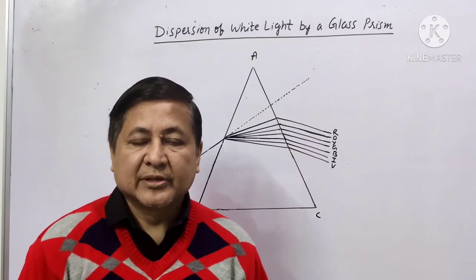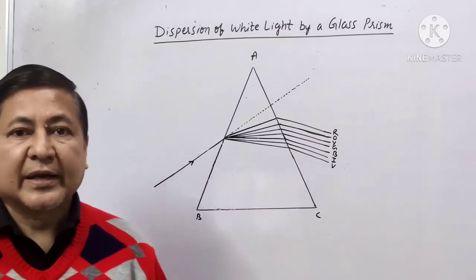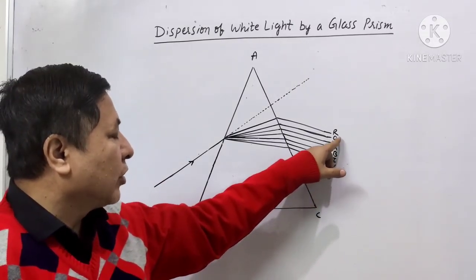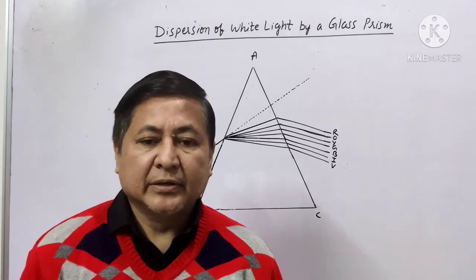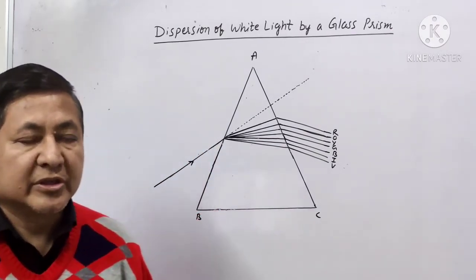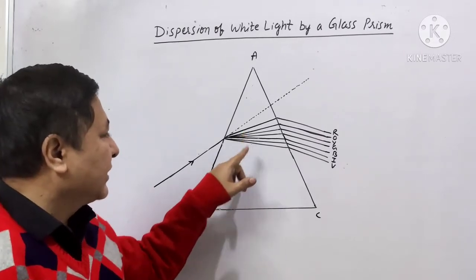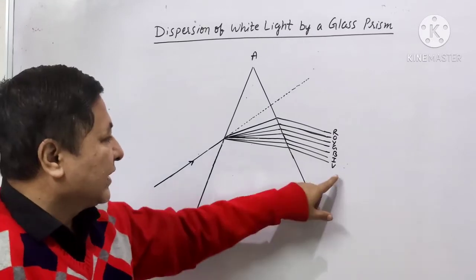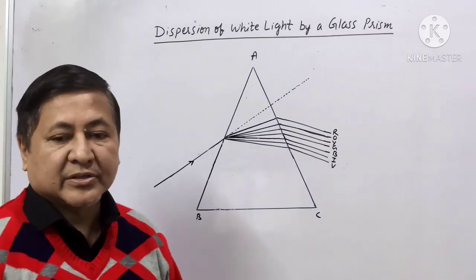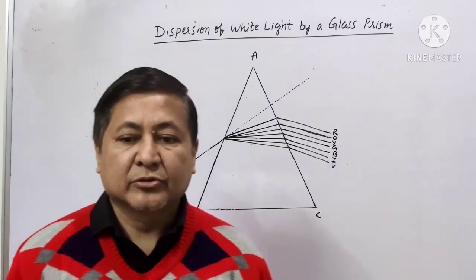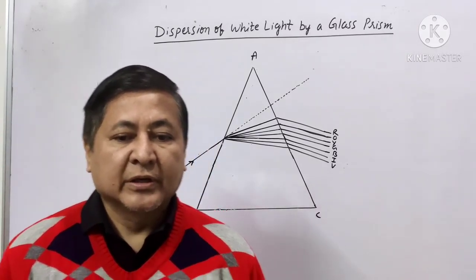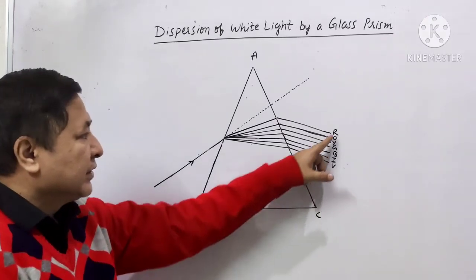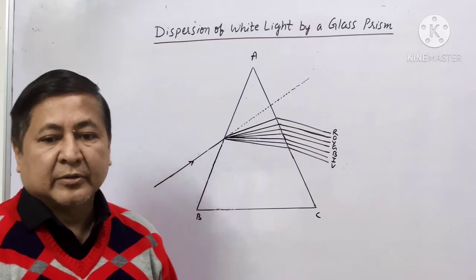Now why does dispersion take place? This is due to the different colors of the light, that is violet, indigo, blue, green, yellow, orange, red. They bend through different angles with respect to the incident ray. The light which bends the most is violet, and the light which bends the least is red. So different colors of the light bend through different angles with respect to the incident ray as they pass through a prism. The red color bends the least, whereas the violet color bends the most.